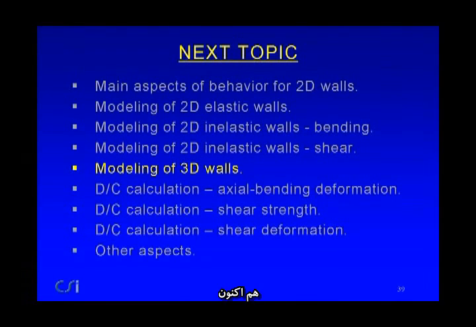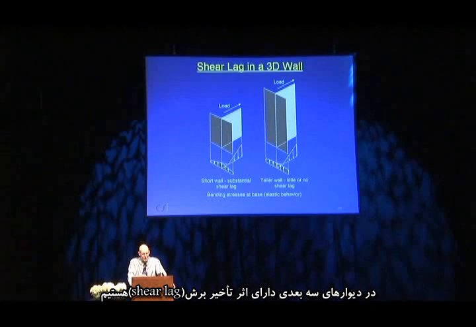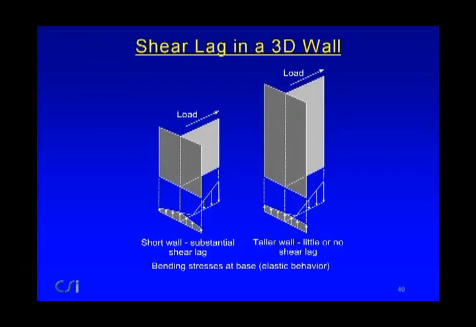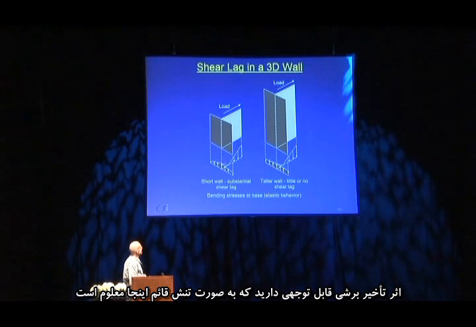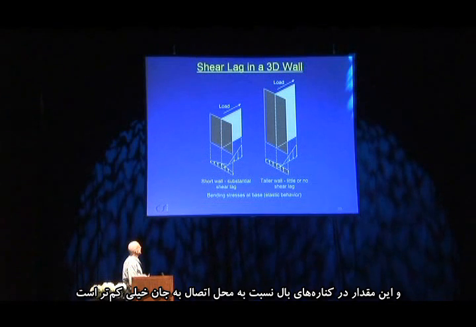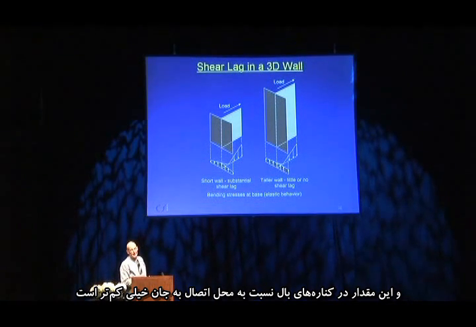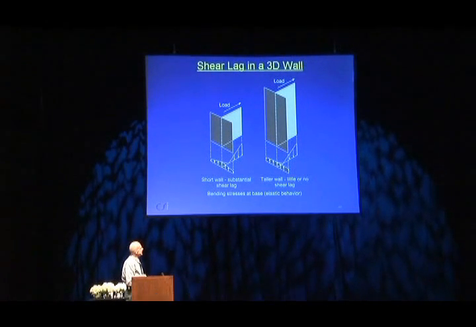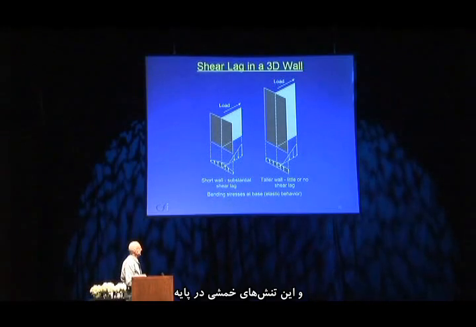Let's move on now and look at three-dimensional walls. Here we get into the shear lag effect. What we're looking at here is a couple of three-dimensional walls, T-section walls, and these are both elastic. If the wall is short, you get substantial shear lag effect, as the vertical stress out here at the edge of the flange is substantially smaller than it is where it connects to the web. As you get taller, this becomes more uniform. You get little or no shear lag. And these are the bending stresses at the base, assuming elastic behavior.